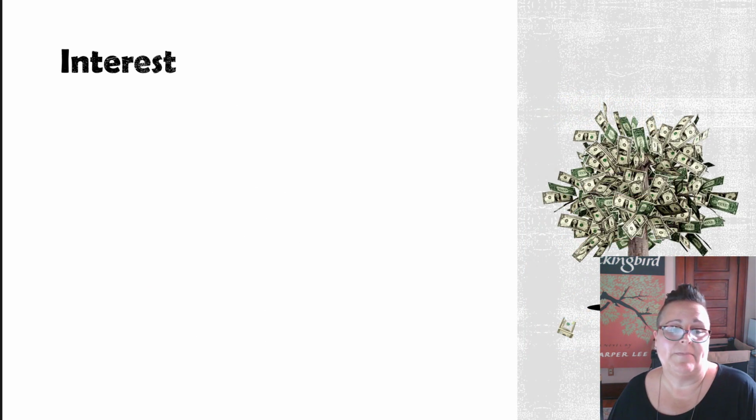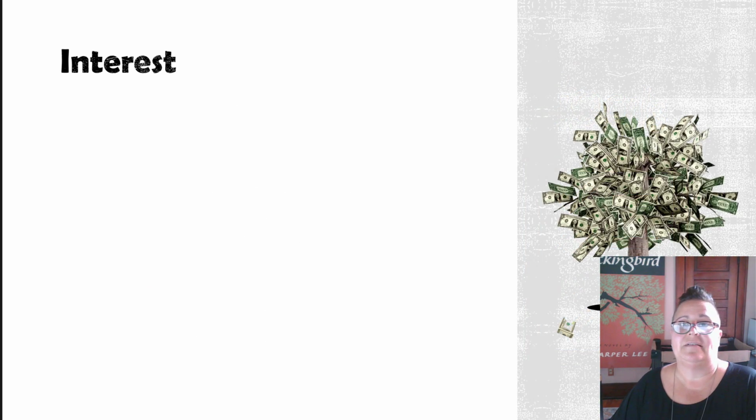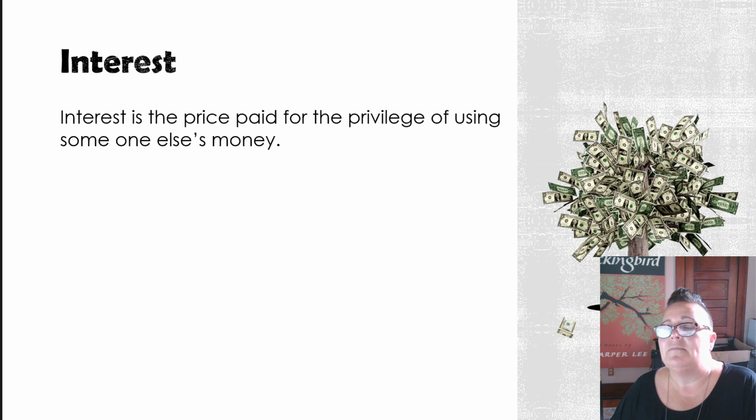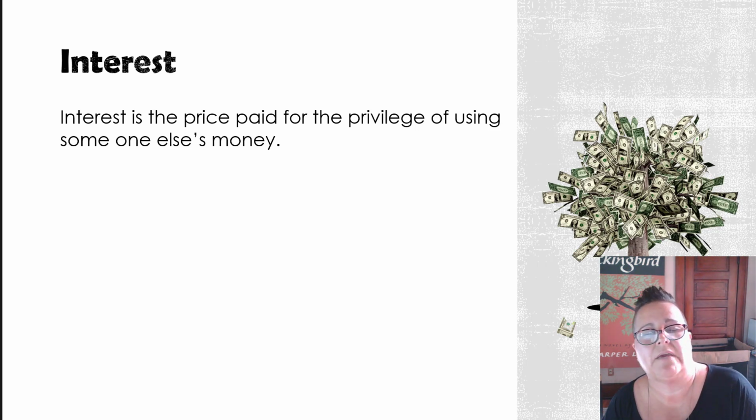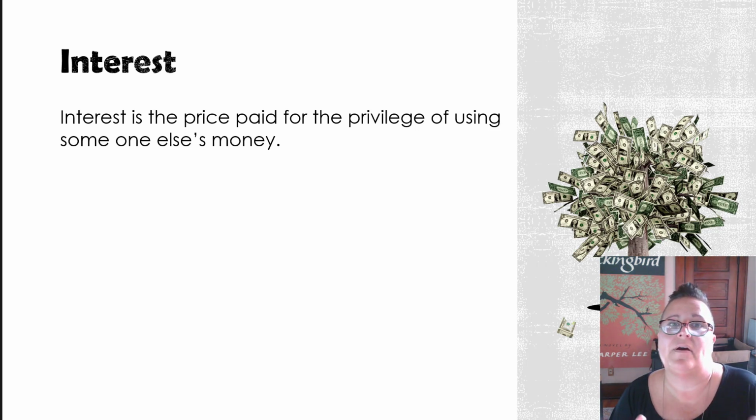So, what are some of these words that we may need to define or understand? Interest. Interest is the price that you pay for the privilege of using someone else's money. So when you take out a loan, you are using money from a bank or some other financial entity. And in order to get that loan, you have to have what's known as good credit.